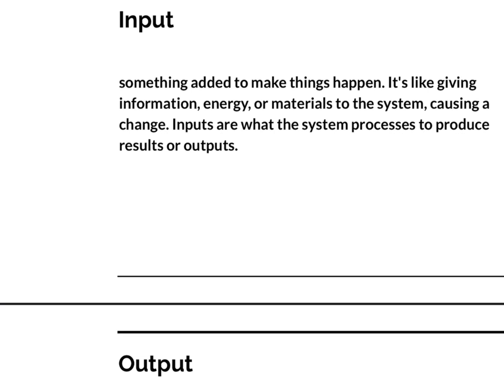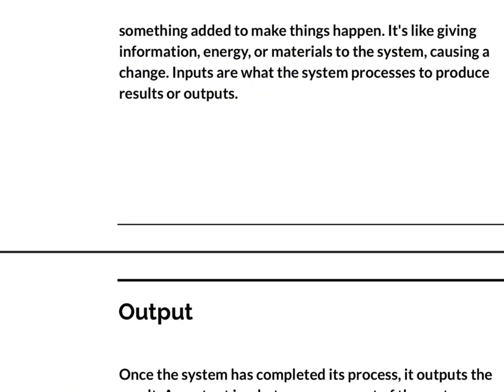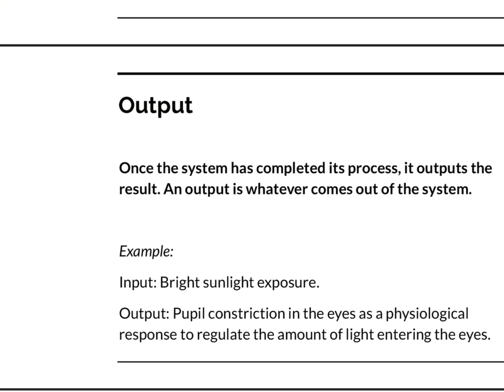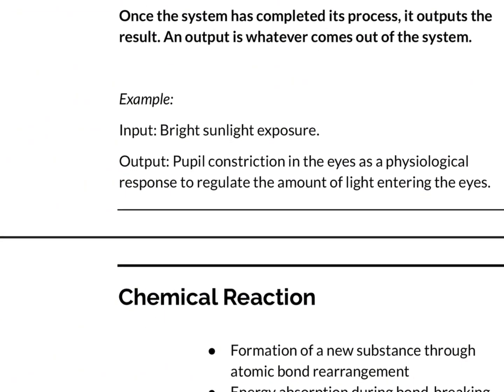What is input? Input is something added to make things happen. It's like giving information, energy, or materials to the system, causing a change. Inputs are what the system processes to produce results or outputs. Output. Once a system has completed its process, it outputs the result. An output is whatever comes out of the system. For example, input: bright sunlight exposure. Output: pupil constriction of the eye as a physiological response to regulate the amount of light entering the eyes.